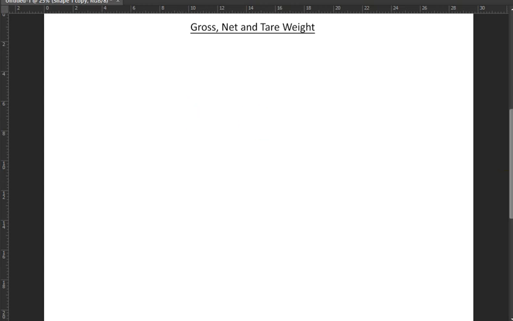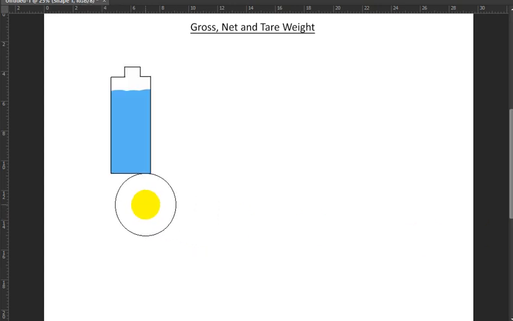So let's give an example. The easiest example that I could think of was a water bottle. Here you have a water bottle that is filled with water, almost anyway. If I were to weigh this as it is, what I would get is its gross weight, meaning the total weight of the object, container, plus the contents, which in this case is the water.